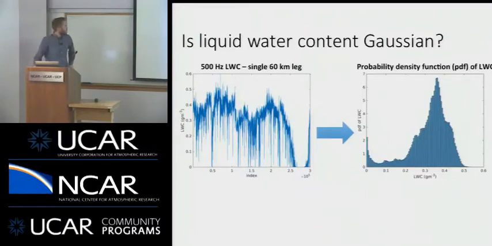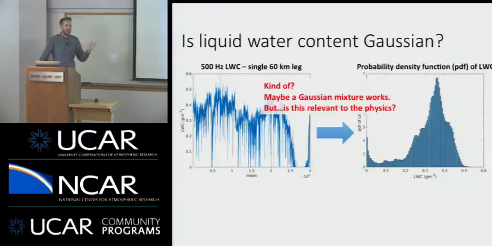So this is 500 hertz liquid water content from a single 60 kilometer leg. We can see that it's very spiky. It varies a lot over very small scales. And we have highs and lows, local minima. We take this, we turn it into essentially a histogram or a PDF. And what we can see is, okay, maybe it's Gaussian-ish. It's got a long left tail. We can maybe use a mixture of normal distributions, but is this what we see here at a 60 kilometer scale relevant to what's happening at a local scale? Is it relevant to the physics?